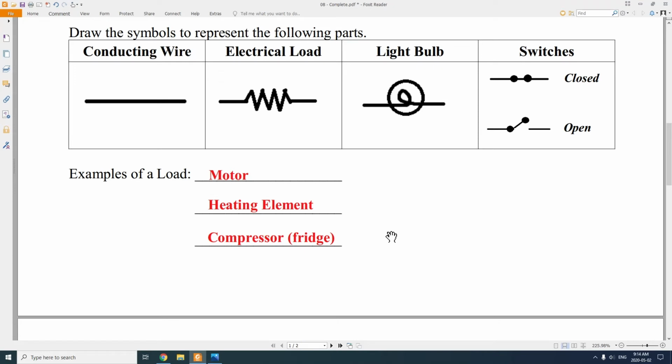Or maybe a compressor. So this is a device in your fridge that moves the refrigerant in your fridge, so it keeps your fridge cool. Those are all examples, and there's many more.